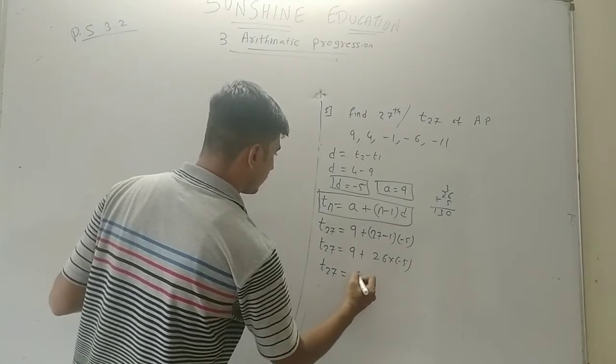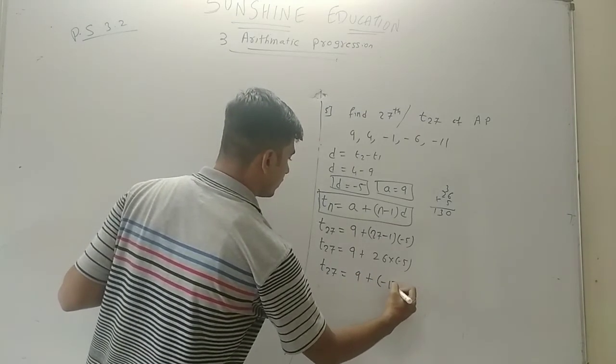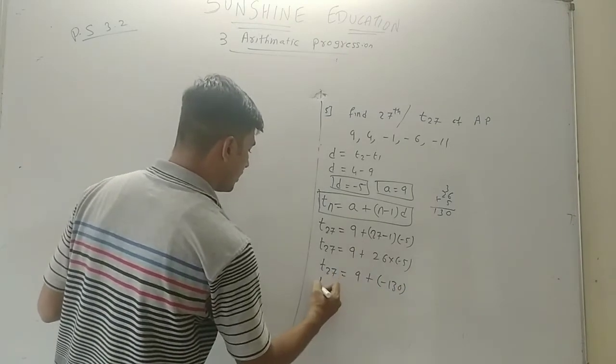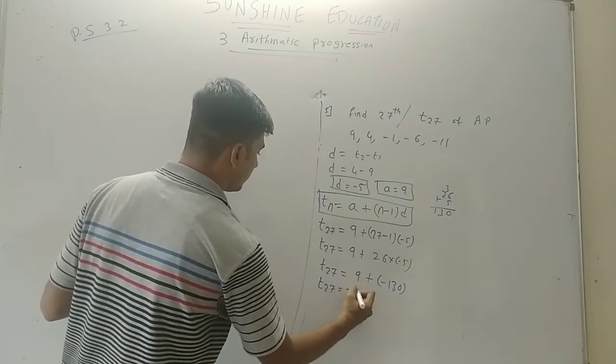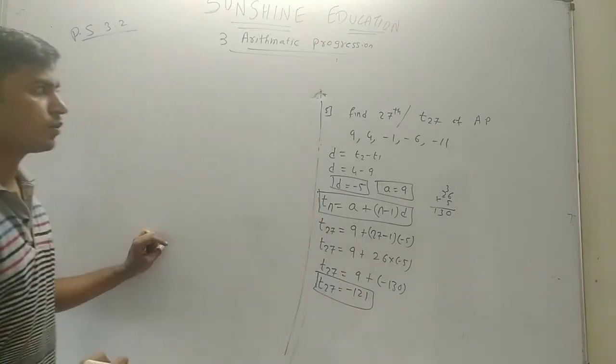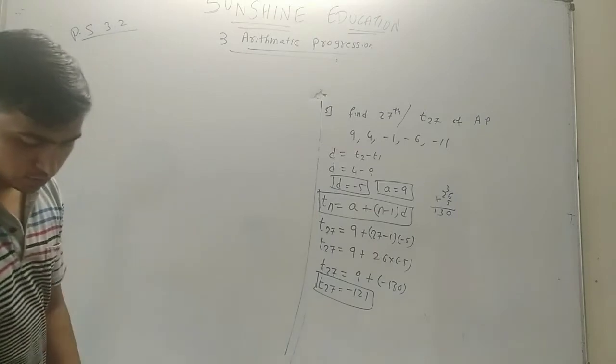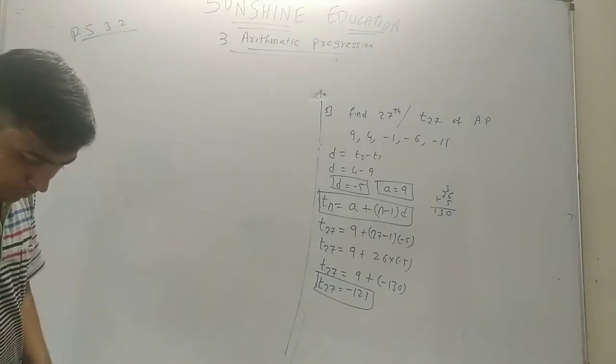T27 is equal to 9 plus minus 130. So 9 minus 130, the T27 will be minus 121. So I can say that the 27th term of the progression is minus 121. Okay, let's move to the 6th one now.